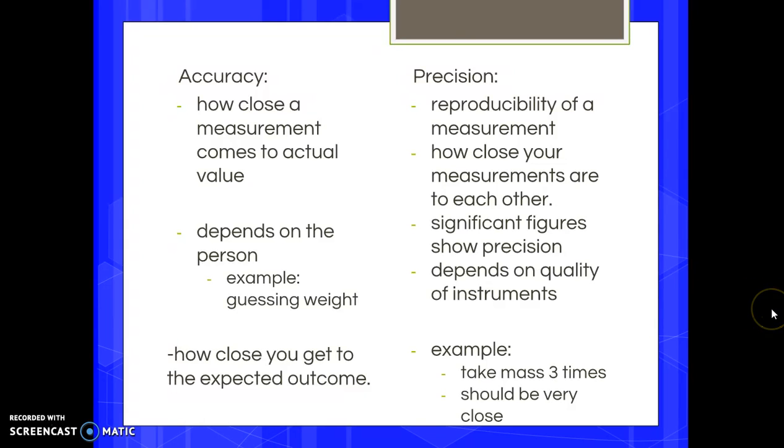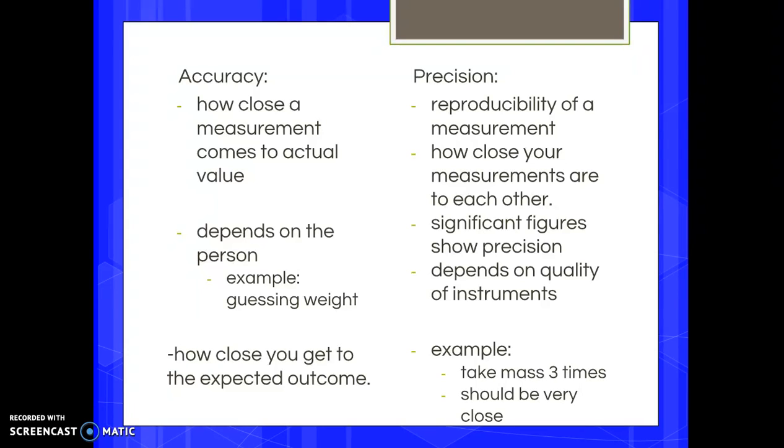Precision, on the other hand, is the reproducibility of a measurement. So it's how close your measurements are to each other. When we talk about significant figures, you're going to see that significant figures are a big part of precision. They show how precise a measurement is or how precise a number is. Precision a lot of times depends on the quality of your instruments. The better instrumentation you have, the more decimal places you can go to in a measurement. So the more precise, the more detailed your measurement is going to be.